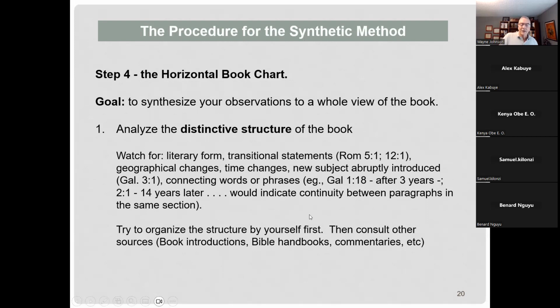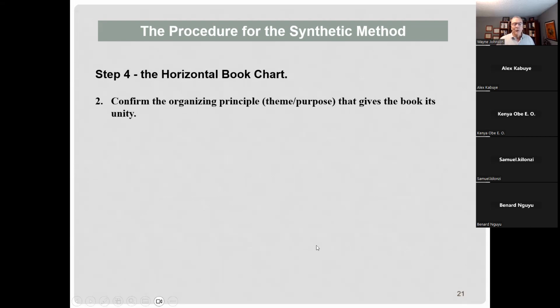Try to organize the structure by yourself first. And again, for this assignment, what you submit to me, do it on your own. I'm encouraging you to work in groups, feel free to do that, but don't go to commentaries. You won't find book charts very often, but you will find outlines and those sorts of things. Just keep in mind that article, The Fish, the Student, and Dr. Agassiz. This is what we're attempting to do with this course.